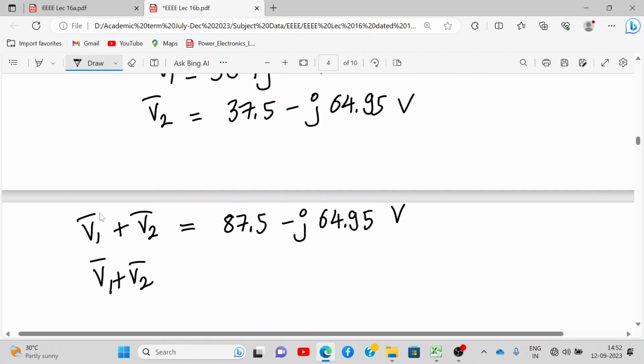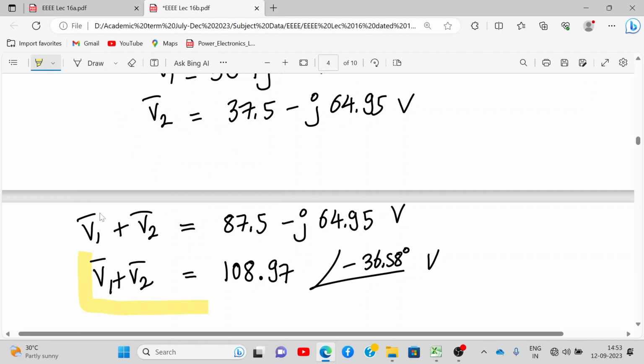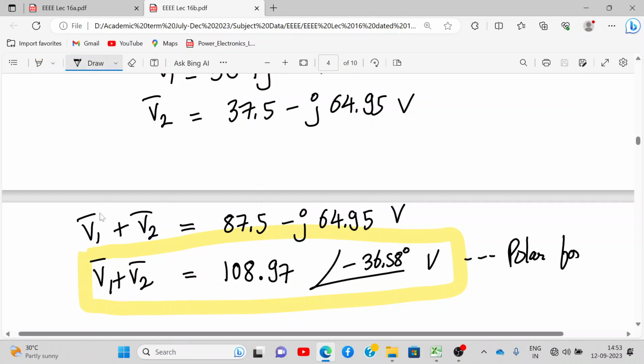Convert them into polar again. You will get 108.97 at an angle minus 36.58 volts. So that's the answer. This is in polar form. Okay? Got the same answer?